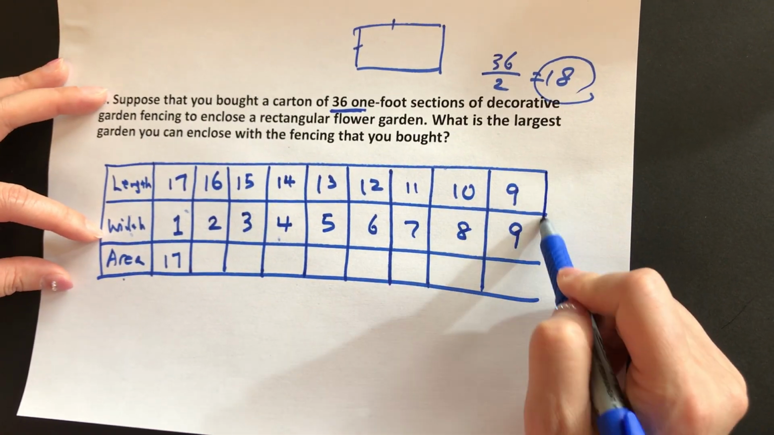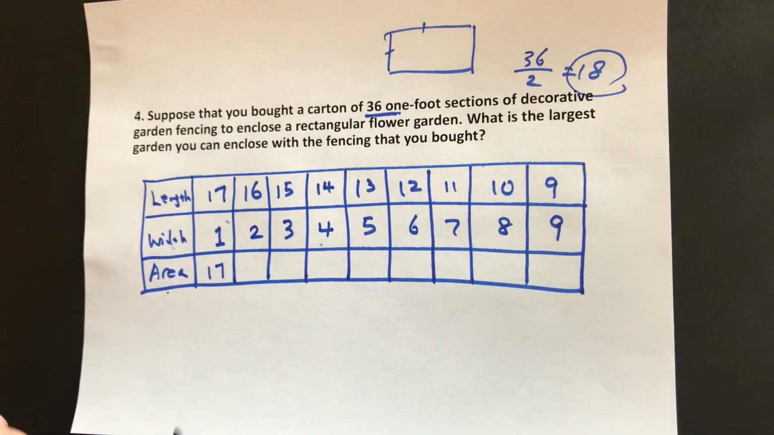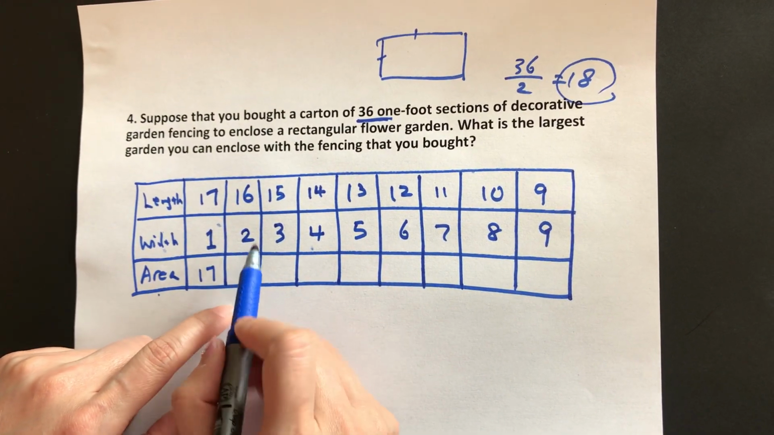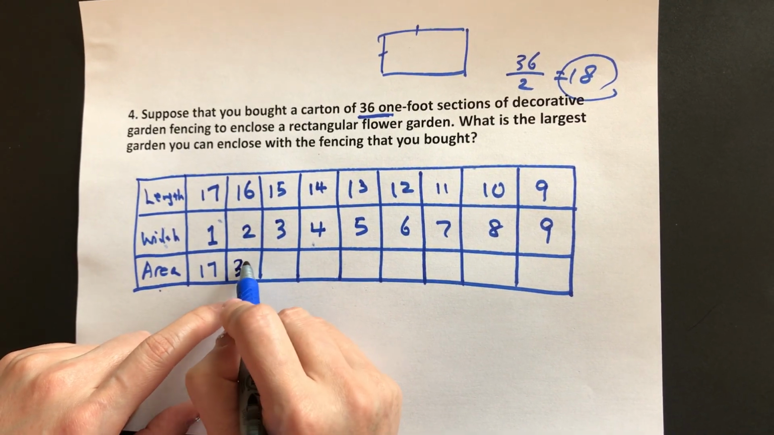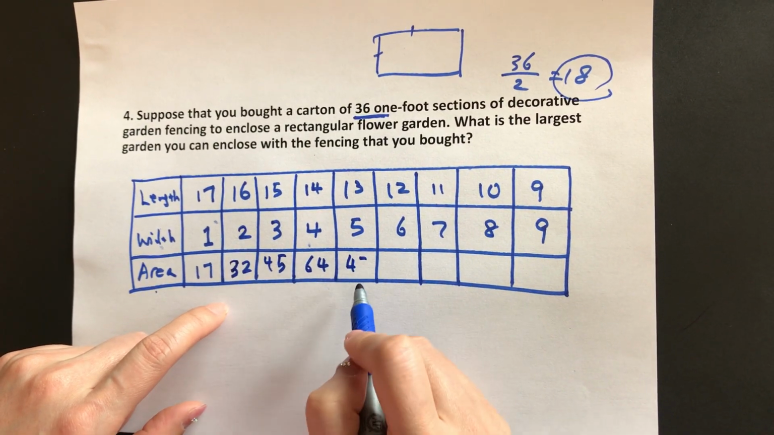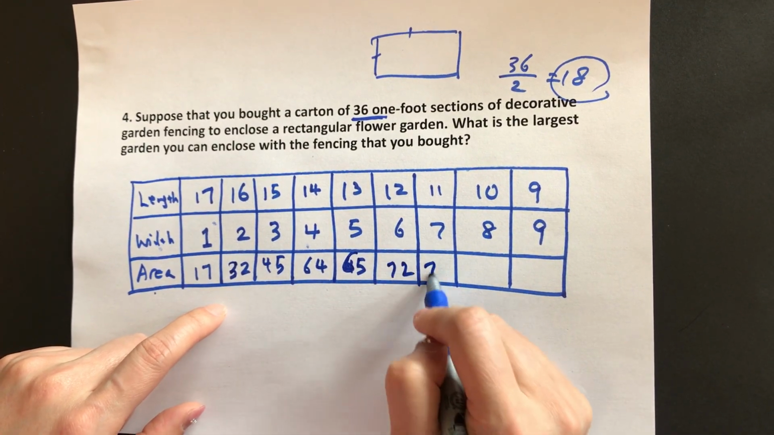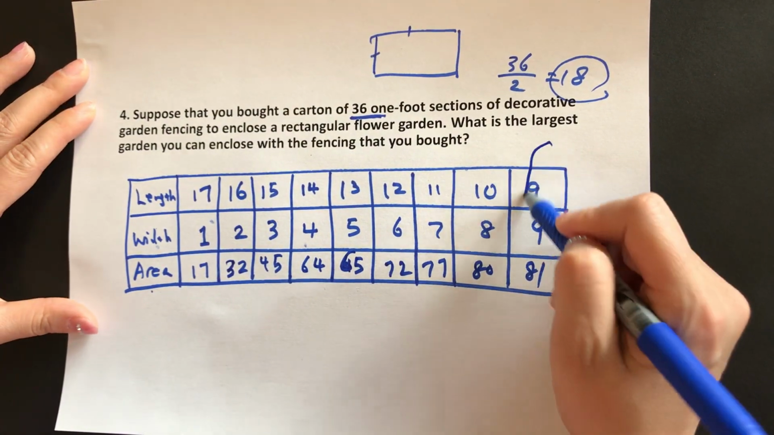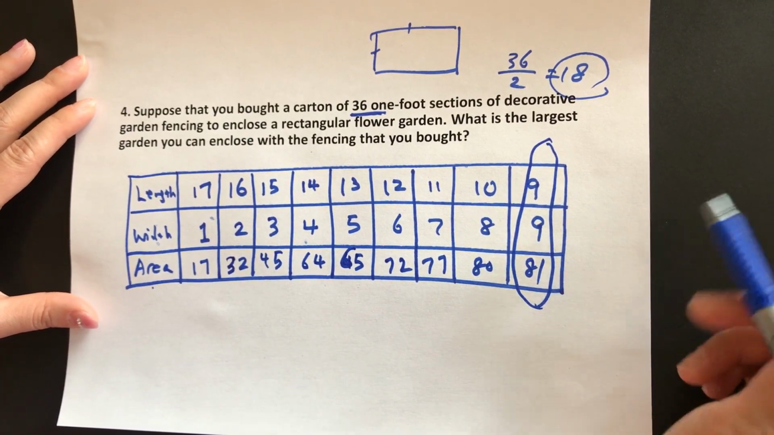So there is no need to continue down the table, because the length and width can interchange. It doesn't matter which is which. The combination is the important thing. So for the second combination, we multiply them together: 32, 45, 64, 65, and then 72, 77, 80, 81. So now you will find that when they are a square, which means width and length are the same, the area is the biggest.